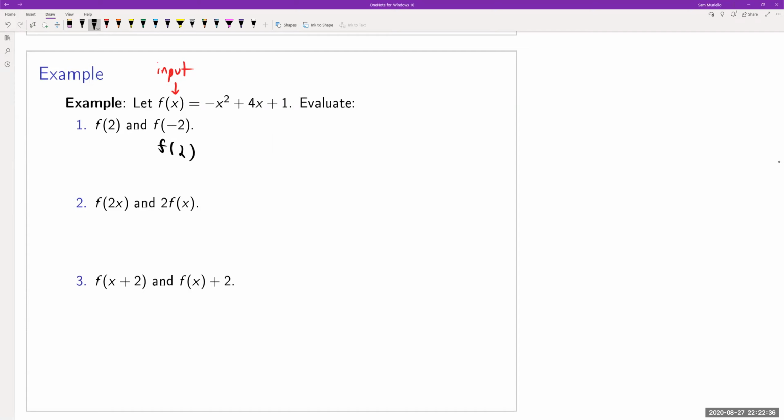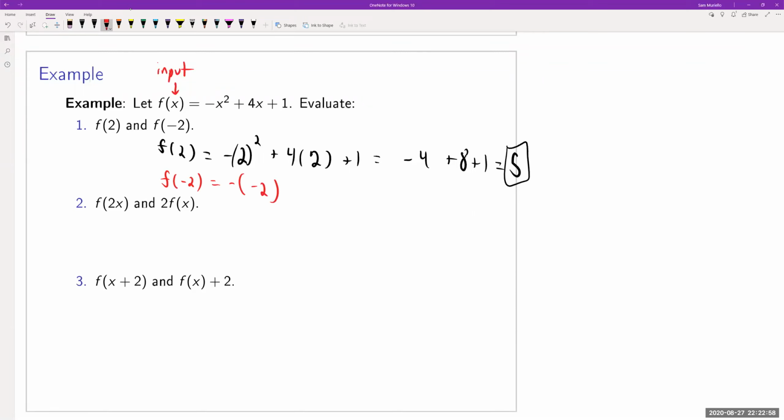F of 2 is equal to negative 2 squared plus 4 times 2 plus 1. This gives me negative 4 plus 8 plus 1, which comes out to be 9 minus 4, 5. I do basically the same thing with f of negative 2. I'll need to make sure I'm careful that this negative 2 goes in exactly for x, which means I'm squaring this negative. And recall, when you square a negative, it turns positive.